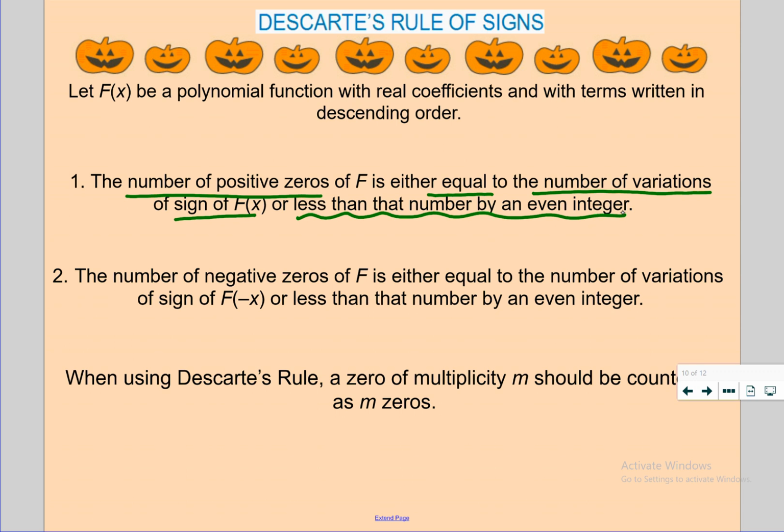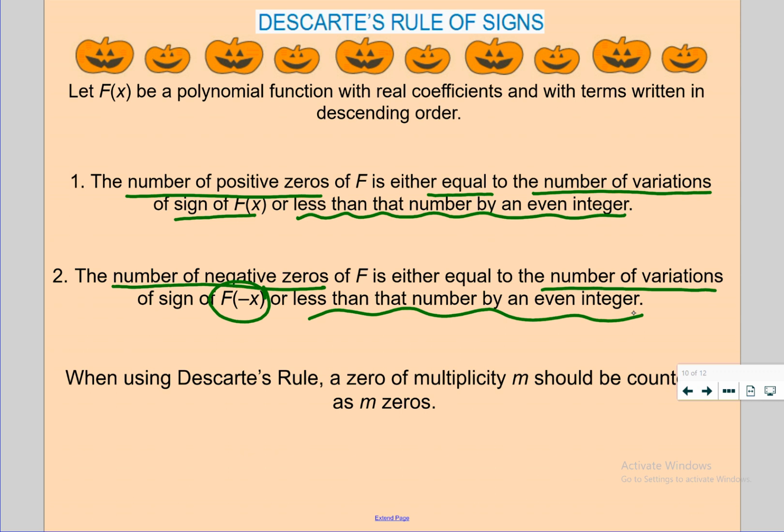Second part of the theorem is how we find negative zeros. The only difference is instead of using the original function, we use the one where we plug negative x in. We've done that before when we did like even and odd stuff. So again, it's number of variations of sign, but for f of negative x or less than that by an even integer.